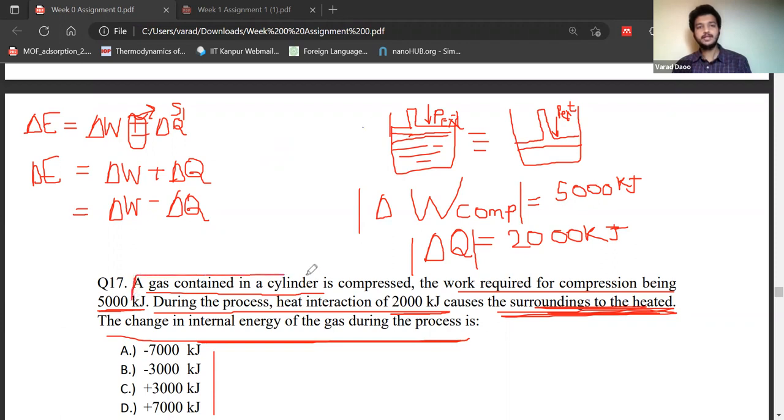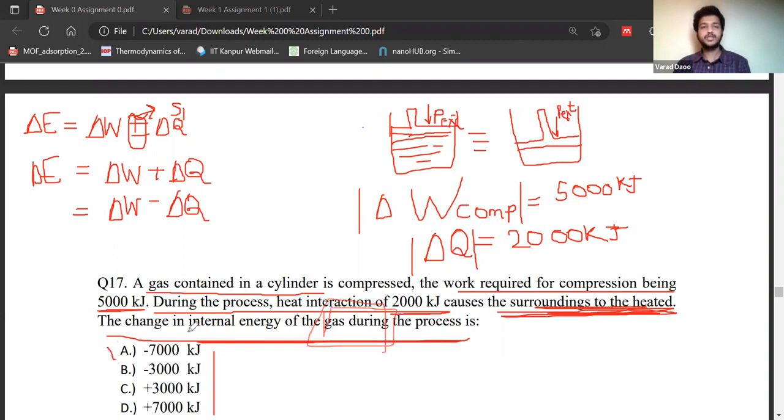Remember, gas is contained in a cylinder and work required is 5000. So W comp is equal to 5000, delta U is equal to 2000. This is absolute work, these are absolute quantities, and the examiner has also said the surrounding is heated. That means heat is lost by the system. 2000 kilojoule of heat is lost by the system and it is going into the surrounding. And the examiner is asking what is the change in the internal energy of the gas, not the change in the internal energy of the surrounding, but of the gas.